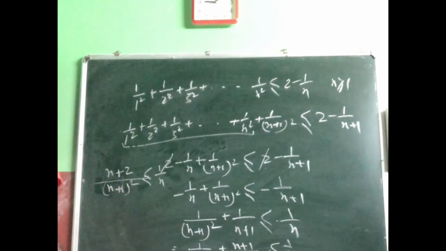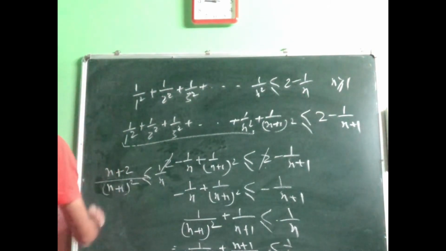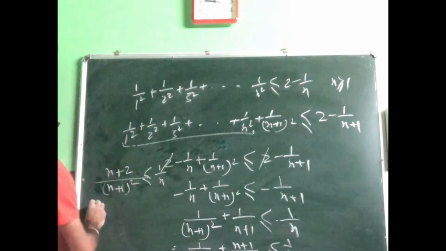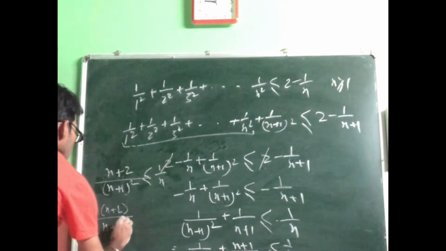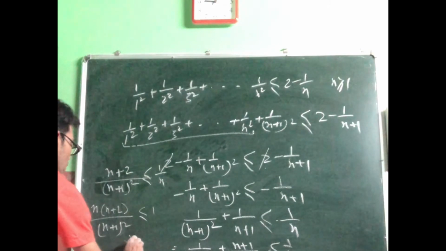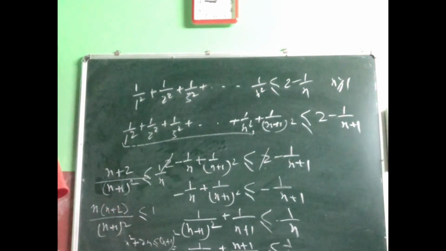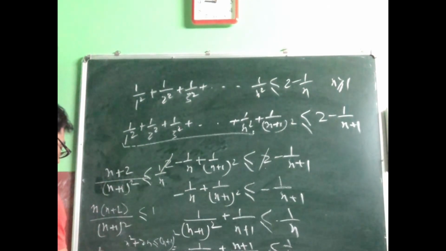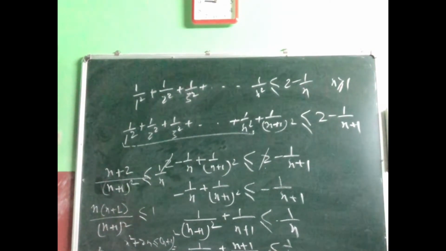And if this would have been my previous step, then the step prior to this should have n with the (n + 2) being multiplied with the (n + 1)² less than 1. That means the step prior to this one would have been n² + 2n less than or equal to (n + 1)². Or the previous step would have been n² + 2n less than or equal to n² + 2n + 1.